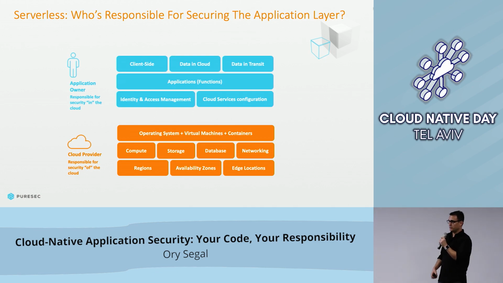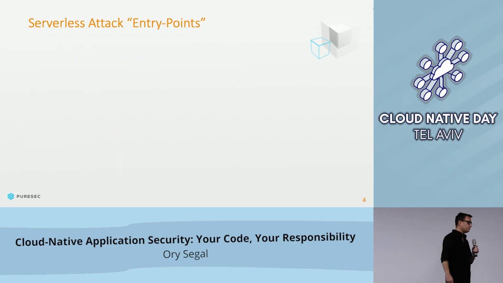Nobody's going to take the responsibility away from you for securing custom code that you're developing. So the application layer includes obviously configurations, roles, access management, the code itself, applications that you develop, as well as the client side and the data in the cloud, and data at rest and in transit.